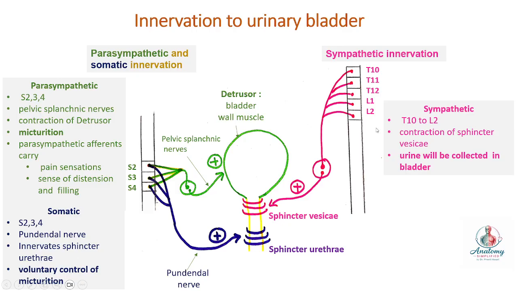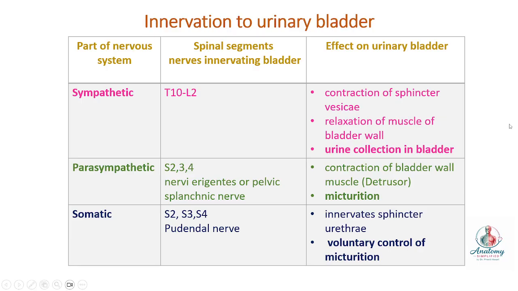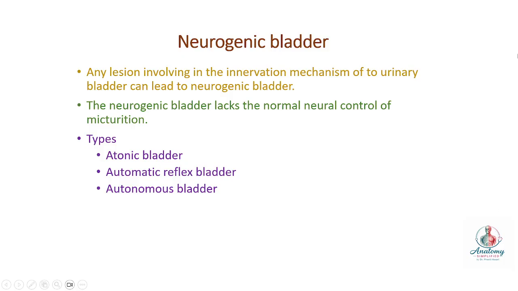I hope you understood. The green color is signifying the parasympathetic part and the related muscle of the urinary bladder. Pink is showing the sympathetic part and the related muscle of the urinary bladder. And blue is showing the somatic component and the muscle of the urethra innervated by that. I hope you understood this beautiful diagram. The same thing is shown in tabulated format. You can read it yourself.